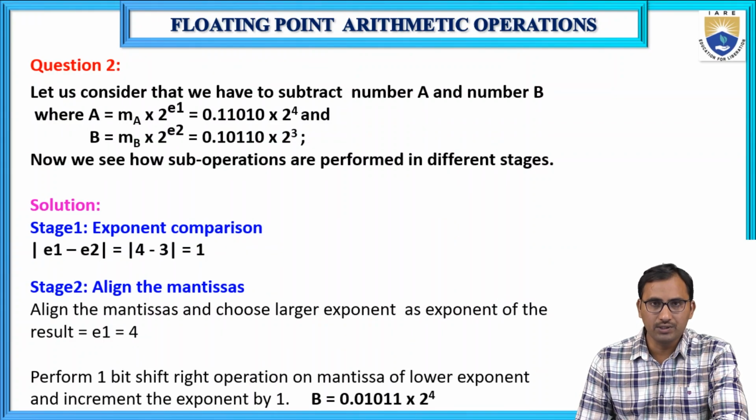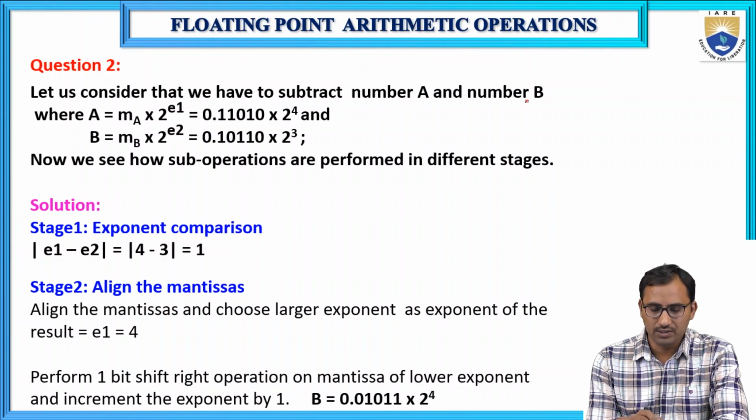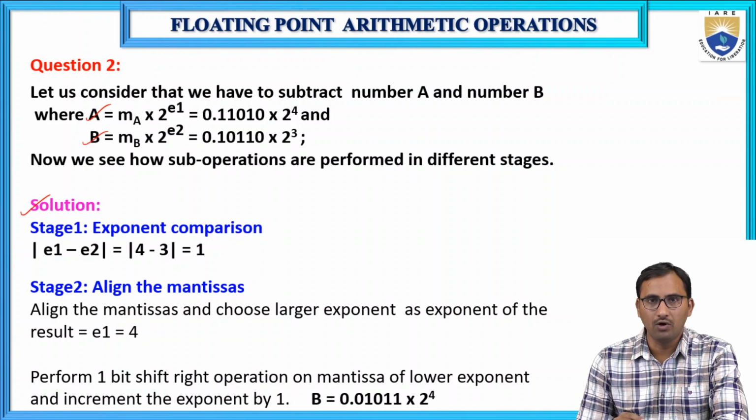And coming to the second question, let us consider that we have to subtract number A and number B. The first number is given as 0.11010 into 2 power 4, and the second number B is given as 0.10110 into 2 power 3. Now we see how subtraction operations are performed in different stages. This is similar to the previous one, but here we are performing the subtraction operation.